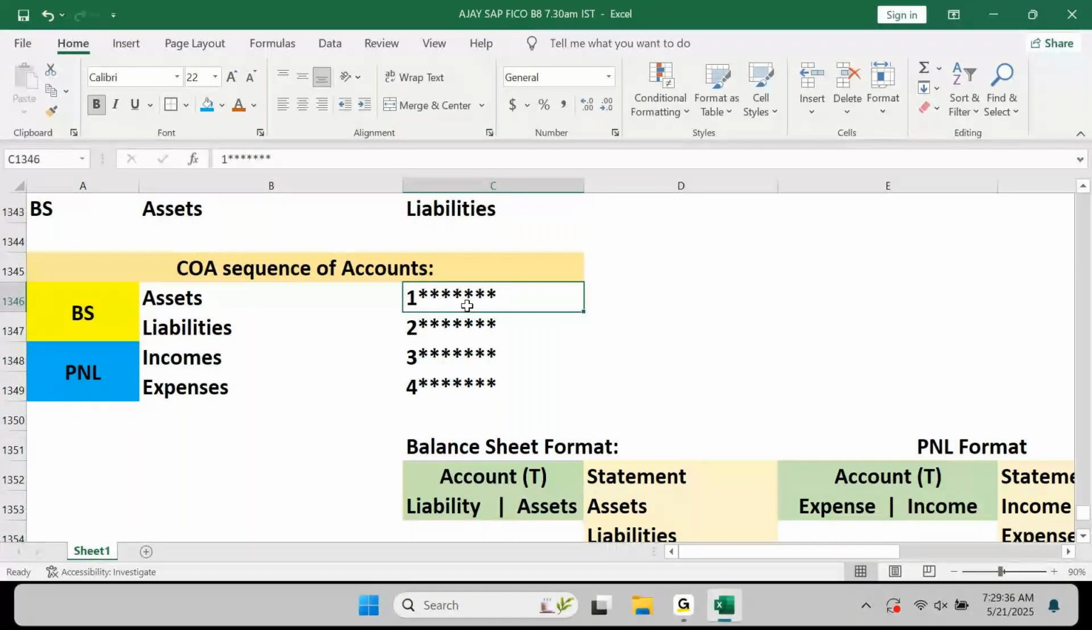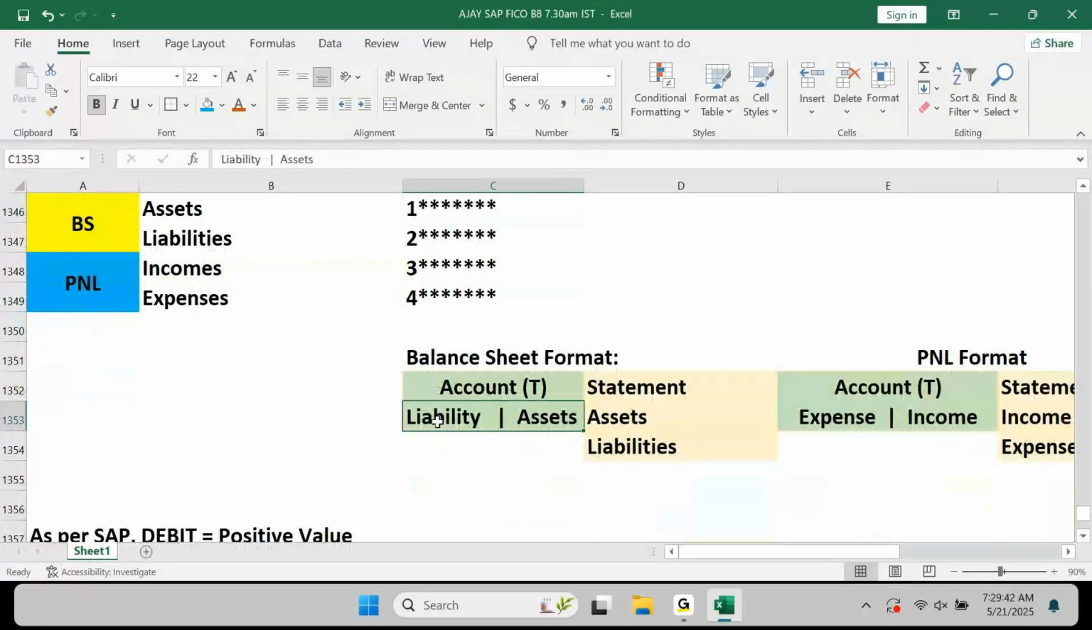Asset, liability instead of 1, 2, it may be 2, 1. If somebody is going like this, they may say that 1 is liability, 2 is asset. But majority of people will go this way: asset 1, liability 2. If somebody is going this way, expense 3, income 4. Majority of people will go this way. Income 3, expense 4.